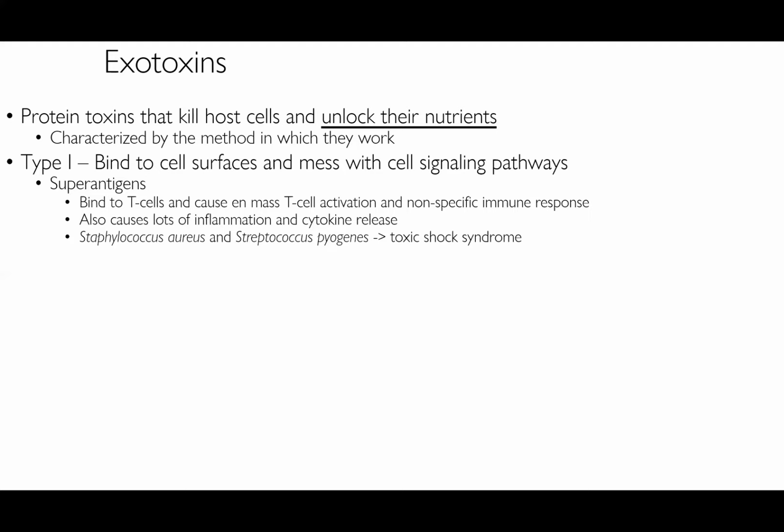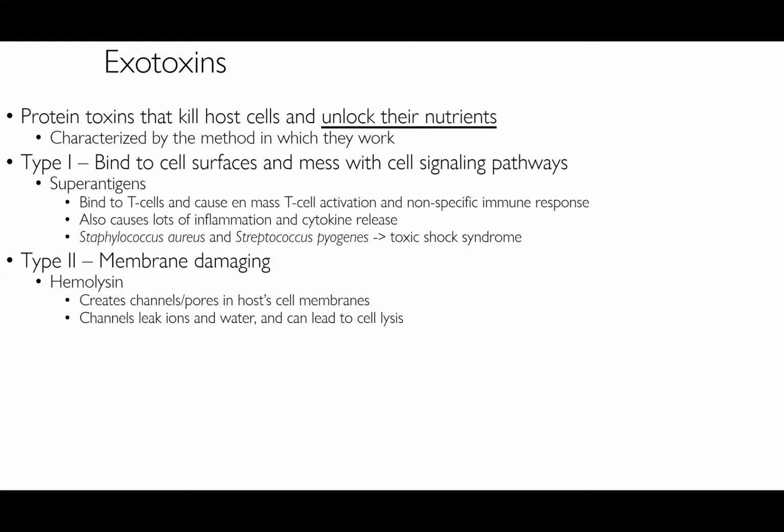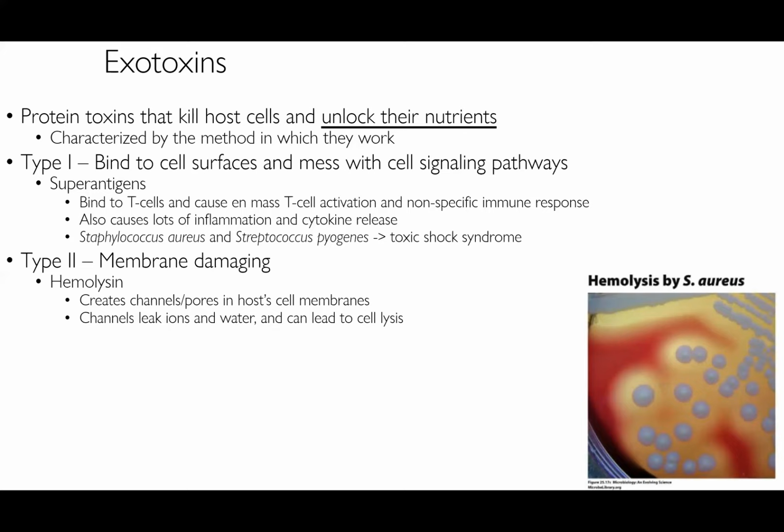Type 2 is membrane damaging, so hemolysin, and these create channels or pores in the host cell membrane. They cause a leaking of ions and water, which can lead to cell lysis. In lab, we looked at hemolysis, different types of hemolysis. This is an example of a type 2 exotoxin.